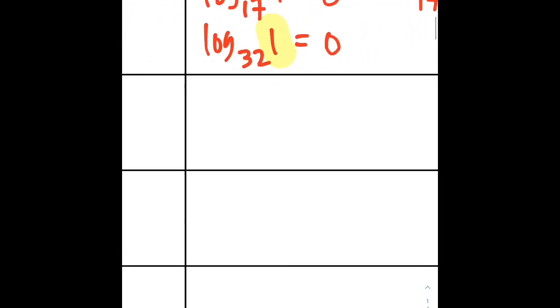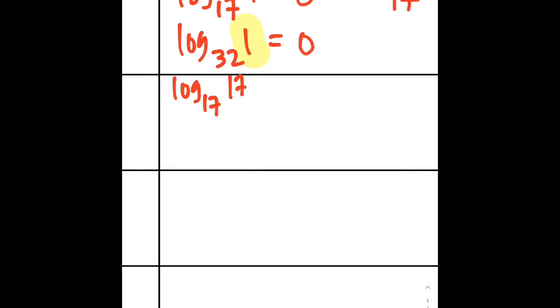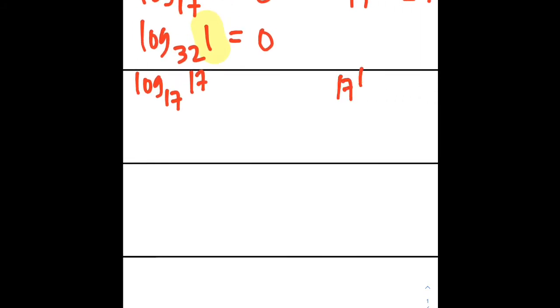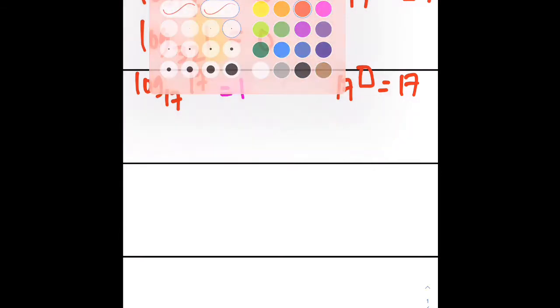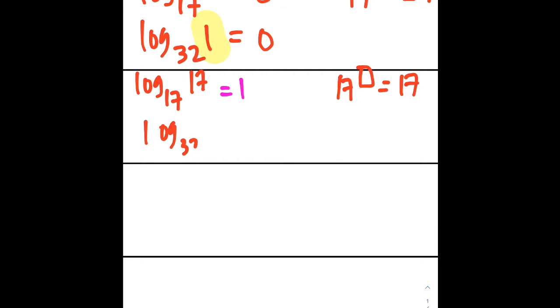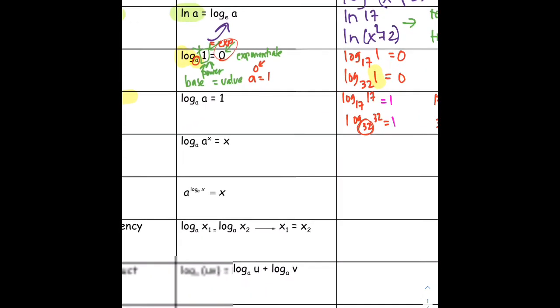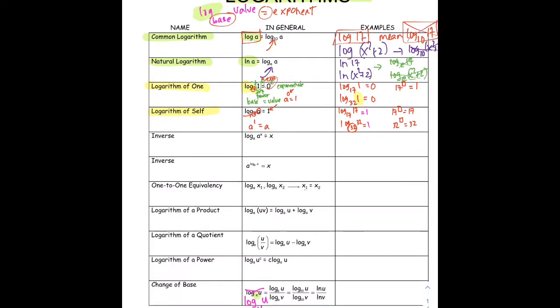So if I give you log base 17 of 17, what does that mean? It means 17 to what power gives me 17? Well, then that has to be 1. If I do log base 32 of 32, what this is asking is if 32 is my base system, what is the power that gives me a value of 32? Again, that's 1. So that is the logarithm of self.